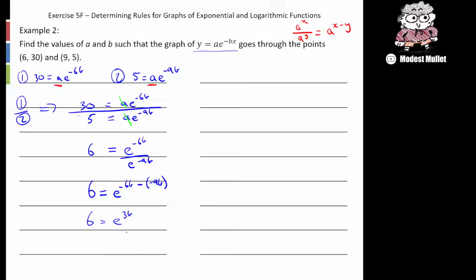And what can we do from here? We're trying to get b by itself. That's the whole purpose of these algebra steps, trying to get b by itself. To get rid of this base e, we could take the log of base e of both sides. So take the log base e of 6, and we take the log base e of e to the 3b. And if we look at our log laws, there's two ways we could go about this. Log to the base e of e is just 1, and we're left with the 3b.